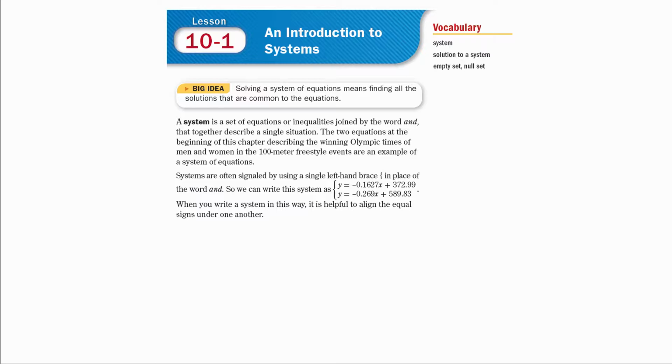Systems are often signaled by using a left-hand brace. There it is, in place of the word "and." So we can write this system as, we've got our brace, then it says y equals negative 0.1627 times x plus 372.99, and y equals, and it gives the next equation. When you write a system in this way, it is helpful to align the equal signs under one another. This just helps in managing the information.